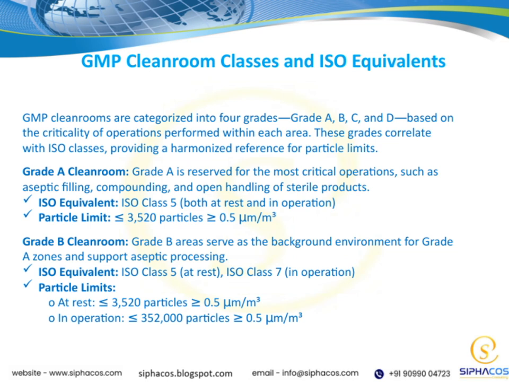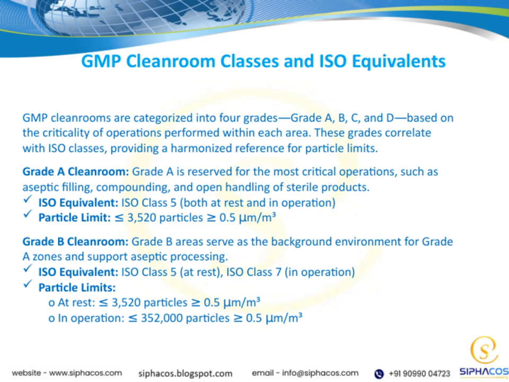That means the particle count must be kept at or below 3,520 particles of 0.5 micrometers or larger per cubic meter. Moving to Grade B, these areas serve as the background environment for Grade A zones and support aseptic processing without direct product contact. For Grade B, the ISO classification is also ISO Class 5 when at rest, but during operation, it needs to meet ISO Class 7 standards.